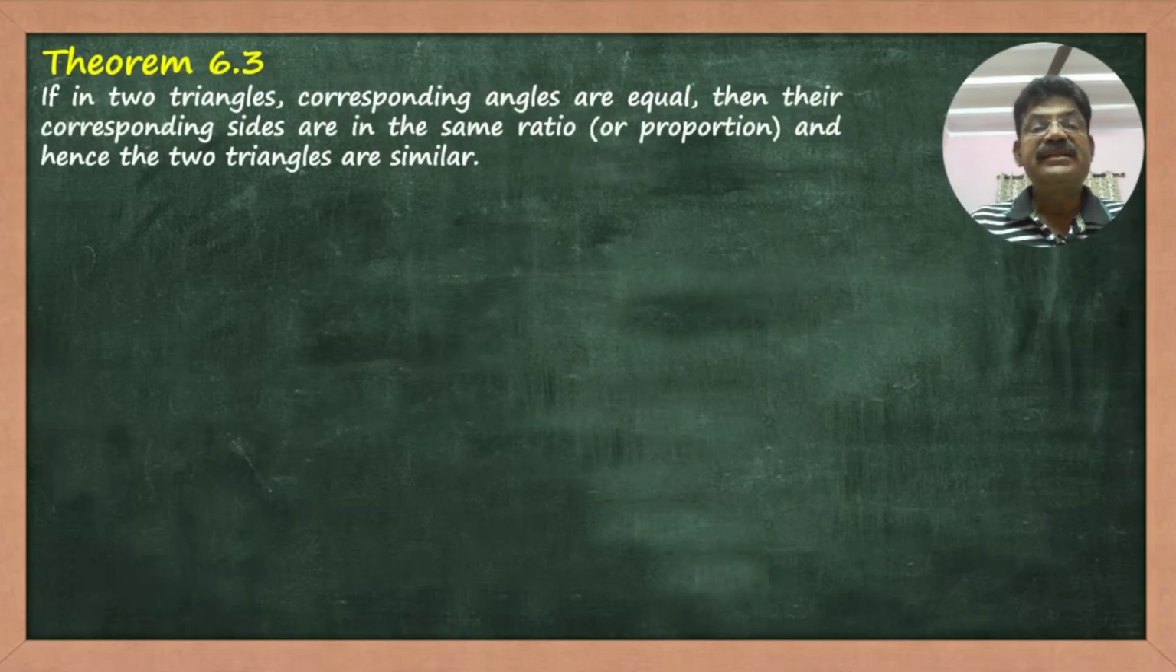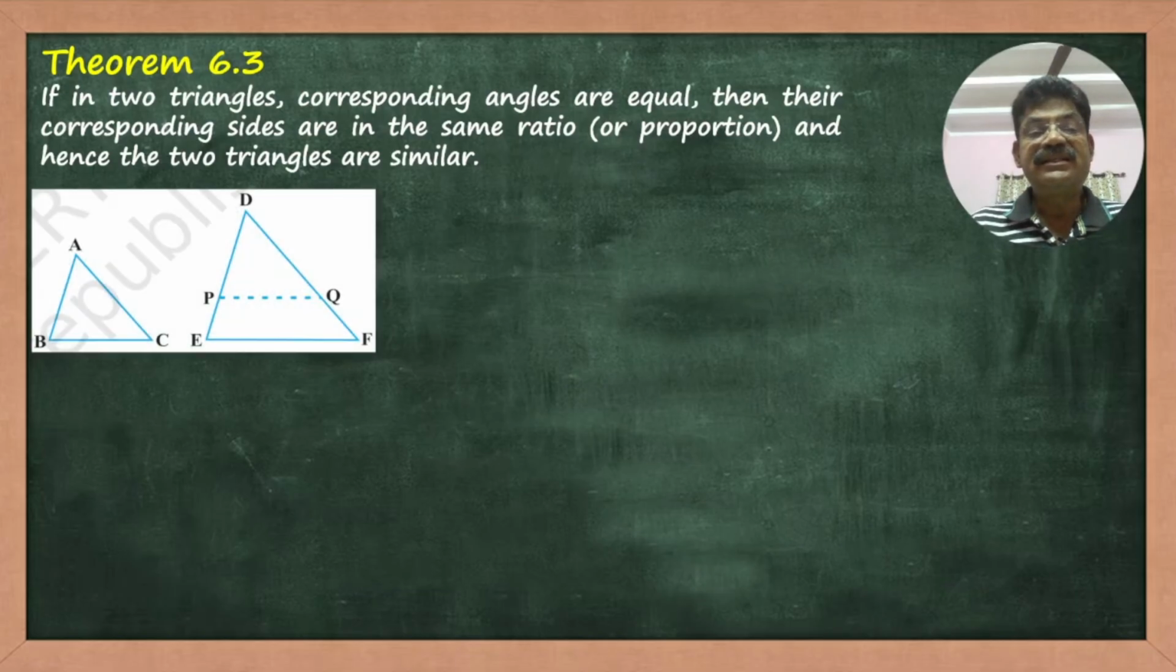If in two triangles corresponding angles are equal, then their corresponding sides are in the same ratio or proportion, and hence the two triangles are similar. So if the corresponding angles are equal, then the corresponding sides are also in the same ratio. You need not verify them separately. As far as triangles are concerned, to say that they are similar, it is enough to verify whether the corresponding angles are equal or not. So that is the content of this theorem 6.3. So the second condition is relaxed. That is the character of triangles. Now consider the triangles ABC and DEF.